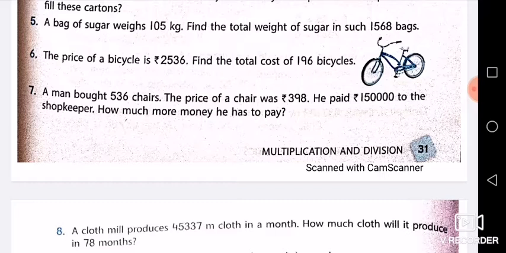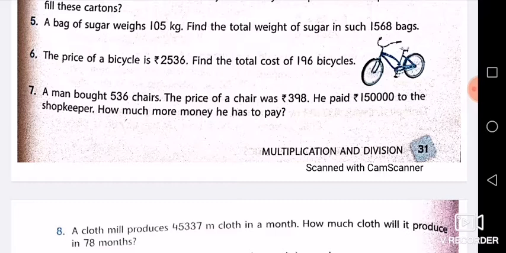Money paid, that is 1,50,000. How much more money he has to pay means whatever you will get after the product of 536 chairs multiplied by 398, from that you will subtract 1,50,000. So you will get how much more money he has to pay. Okay, I hope this question number 7 is clear to you all. A man bought 536 chairs. The price of a chair is given. Now he paid 1,50,000 to the shopkeeper.